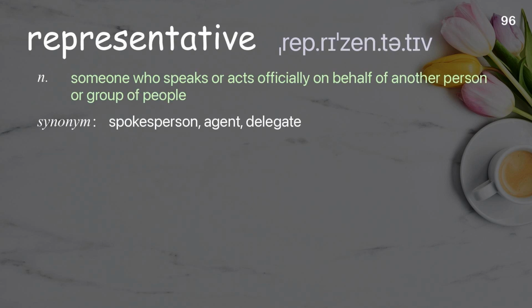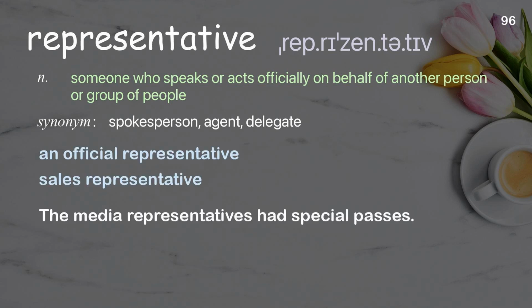Representative. Someone who speaks or acts officially on behalf of another person or group of people. Examples: an official representative. Sales representative. The media representatives had special passes.